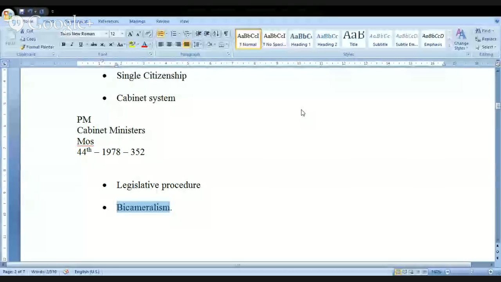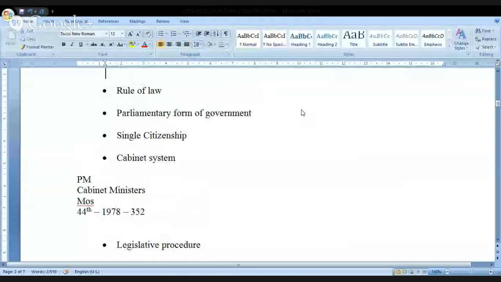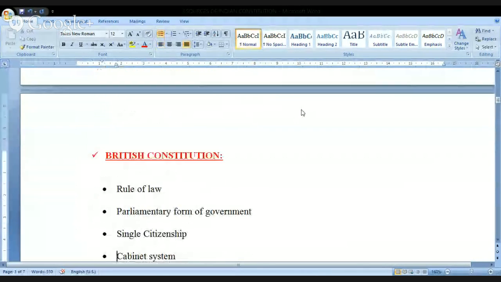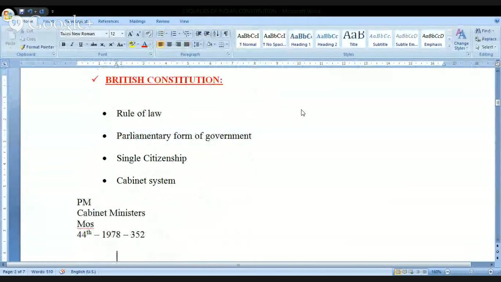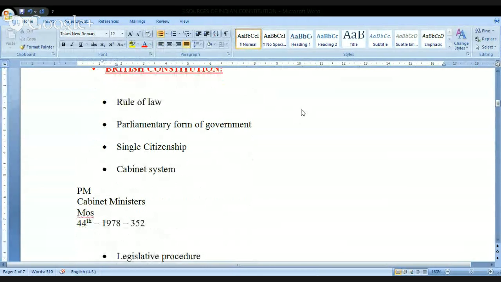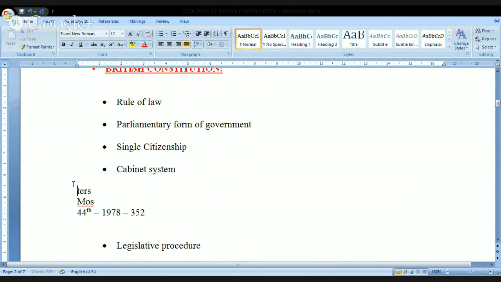Look at this. Just to have a recap if you want. This is the British Constitution. From here we have borrowed all these concepts, please. Rule of law, parliamentary form of government, single citizenship, cabinet system, and I'm removing some points here. Already I explained to you. Don't worry. Now, look at this. Legislative procedure, bicameralism, all these we have borrowed from the British Parliament. That is the British Constitution.